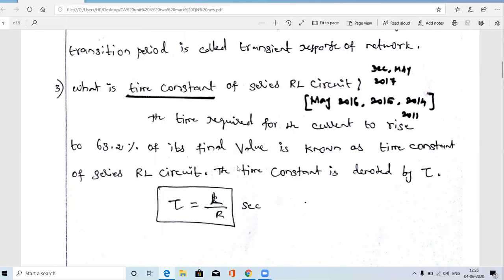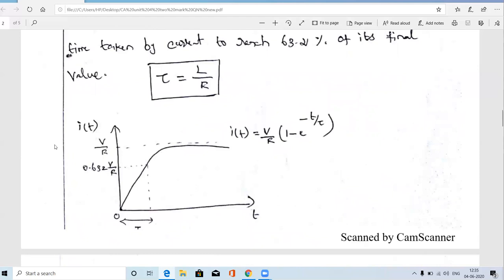But what does this mean? This is the transient response of the series RL circuit. Here the y-axis is current and the x-axis is time. At time t equal to 0, the current flowing is 0. As time increases, the current slowly increases, and after that it reaches the steady state value. Consider this maximum value: the maximum current is V divided by R.